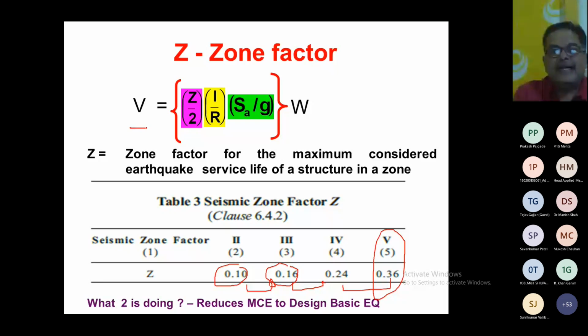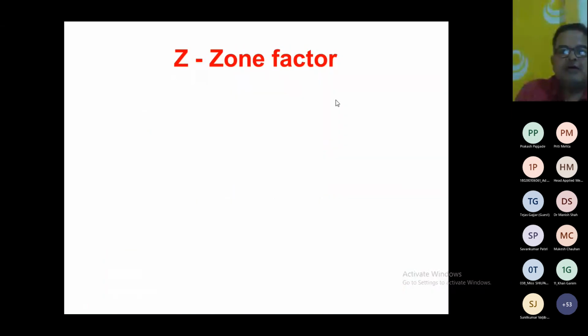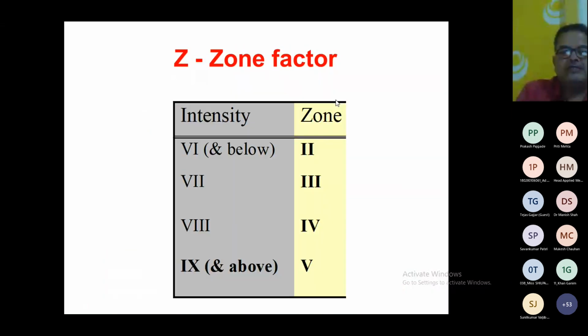And here another important thing, there's a Z by 2. Now why is 2 introduced here, right? Why is 2 there? Because the maximum credible earthquake is reduced to a design basis earthquake, and that is the reason it was done, right? And this zonation is done on the basis of the intensity.